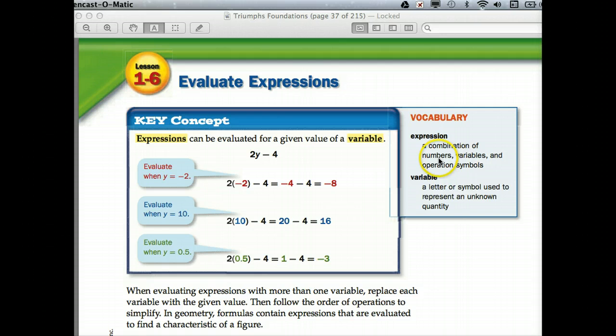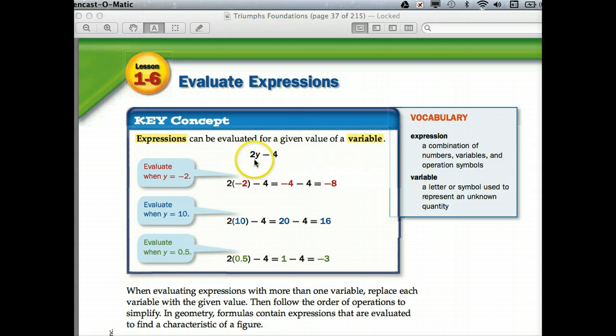So we can have whole numbers or integers, and x and y and ABC, and then a plus or a minus, multiply or divide. A variable is a letter or a symbol used to represent an unknown quantity. So a lot of times we think of solving for x or y, so those are all variables. So let's look at our key concept. Expressions can be evaluated for a given value of a variable.